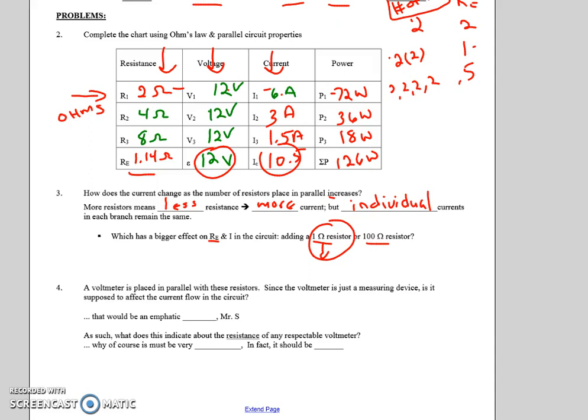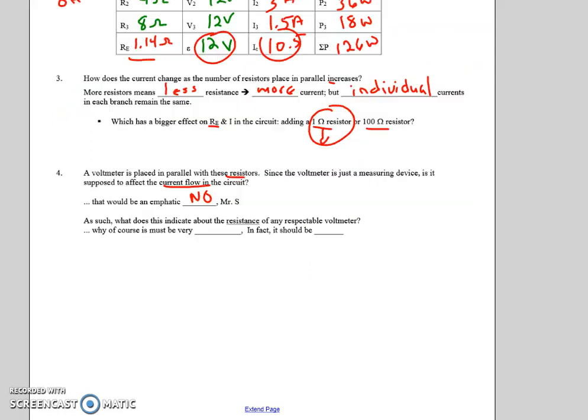Okay, and that leads us to the last idea here. 4. A voltmeter must be placed in parallel with resistors. We know that already. Since the voltmeter is just a measuring device, is it supposed to affect the current flow in a circuit? And of course, the answer is no. So what does that tell us about the resistance of a voltmeter if it's not supposed to add any current or change the current in a circuit? Well, it must be very, very high. Just the opposite of an ammeter. In fact, an ideal voltmeter has an infinite resistance.